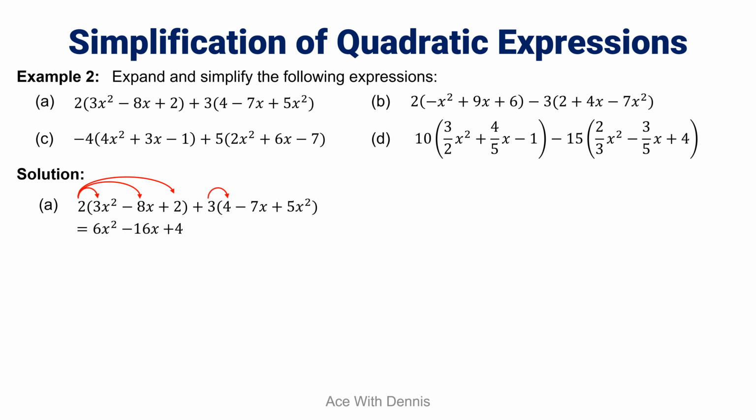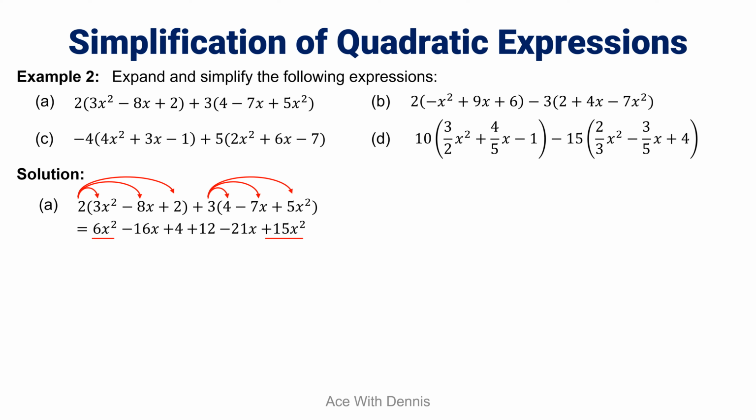Similar for the second term, 3 times 4, we get plus 12. 3 times negative 7x, we have negative 21x. 3 times 5x squared, we have 15x squared. The next step, we will group the like terms together.